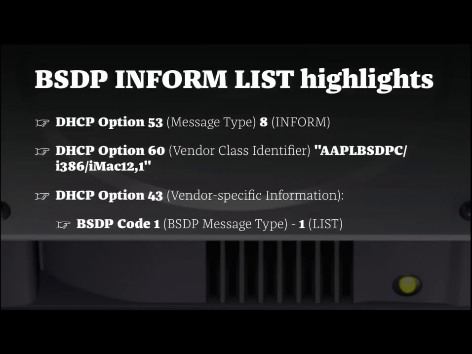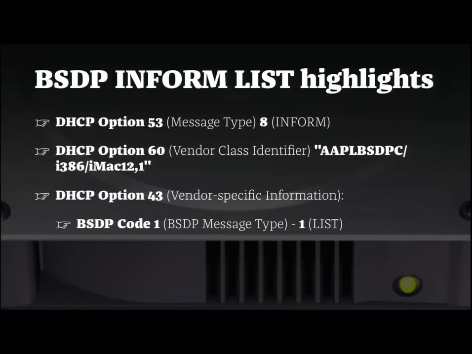The DHCP packet that is sent by the client has DHCP option 53 set to 8, which is inform. It then sets a vendor class identifier. You may have seen that: AAPL, BSDPC, i386, iMac. Basically it says I'm a Mac, I am an Intel compatible Mac, and this is my model ID, which the server can then use to decide what image to send it if it's configured to do that.